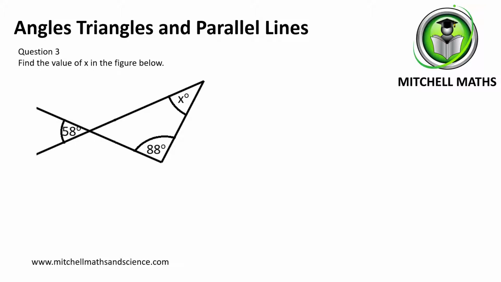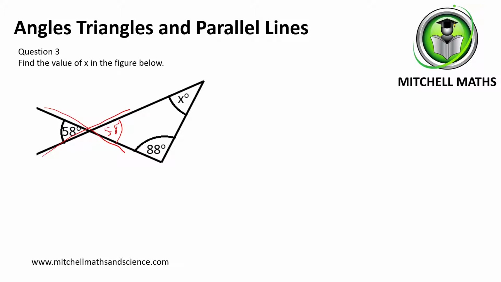So question 3 is find the value of x in the figure below. We've got one angle in the triangle and then we've got one angle outside the triangle. But we've got two straight lines passing through each other here and here. And when two lines pass through each other, the angles opposite to each other are equal. And that's called vertically opposite. So angles which are vertically opposite are equal. That means this angle at the other side of the line here is also going to be 58 degrees.